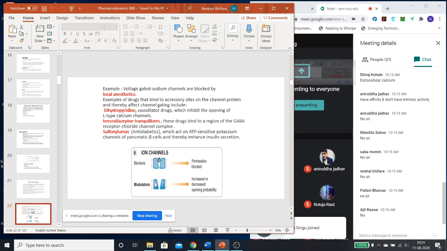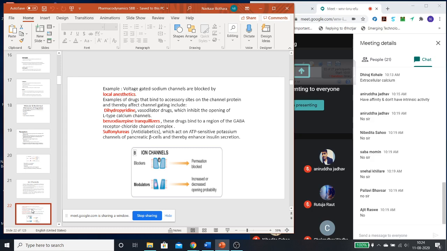Because of that, if it is not open, calcium will not come in. Calcium is not coming, then it will not cause vasoconstriction, and because of that the vessel will be dilated. Because of that, blood vessel is dilated means it is causing vasodilation or decrease in the blood pressure.